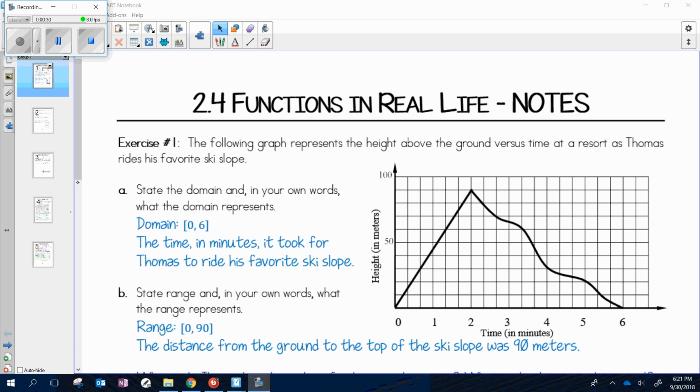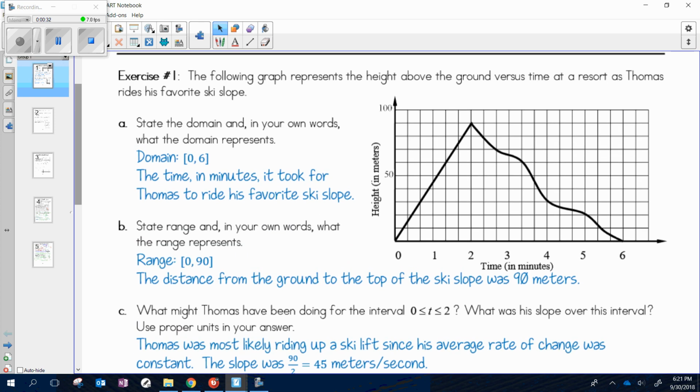So all these are answered for you. If you just look at what I'm going to highlight on the graph while you read these answers, it'll make a little bit more sense. You have to determine or state the domain and determine what it represents.